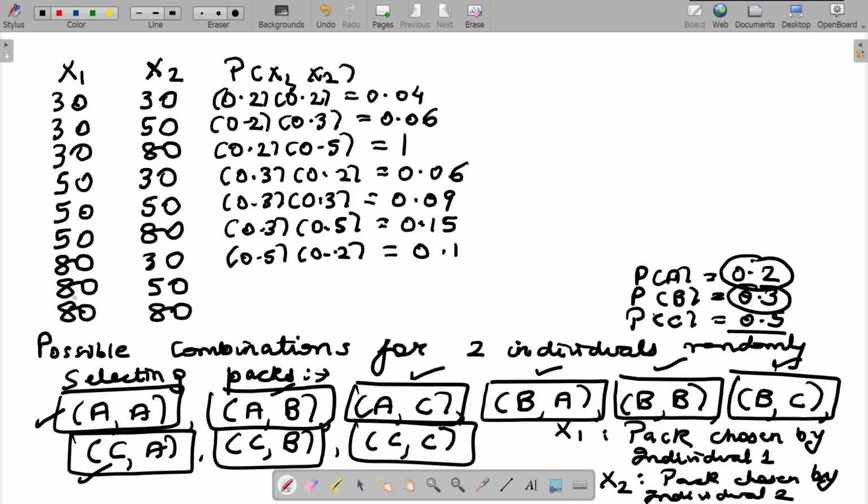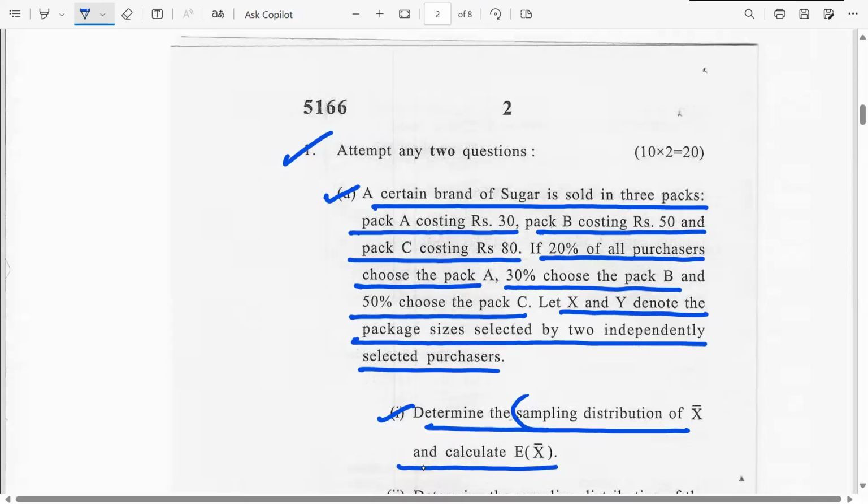Okay. And 80 and 50 correspond to CB. CB means 0.5 into 0.3 again. Comes out as 0.15. And CC means 0.5 into 0.5, which is 0.25. So these are my corresponding probabilities corresponding to the values taken by x1 and x2. Okay. Now, what was the question asking us? We need to find the sampling distribution of x bar.